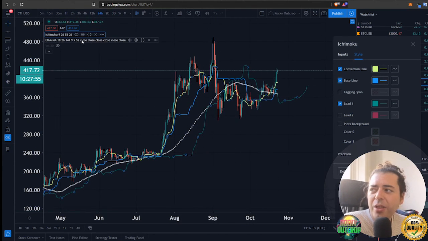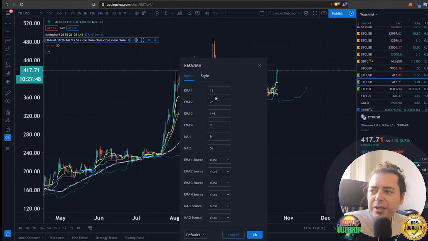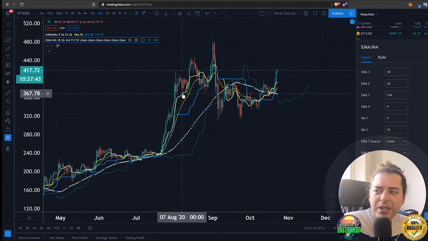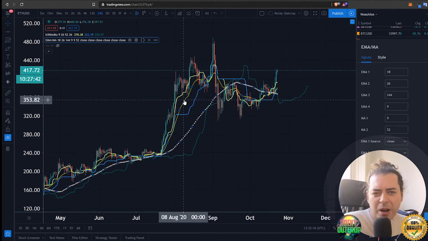the 18 exponential moving average. So here, if I got this set to 18, yeah. So you can see that between these 2 lines, if this is 9 and this is 26, 18 is somewhat in between the 2 of them.